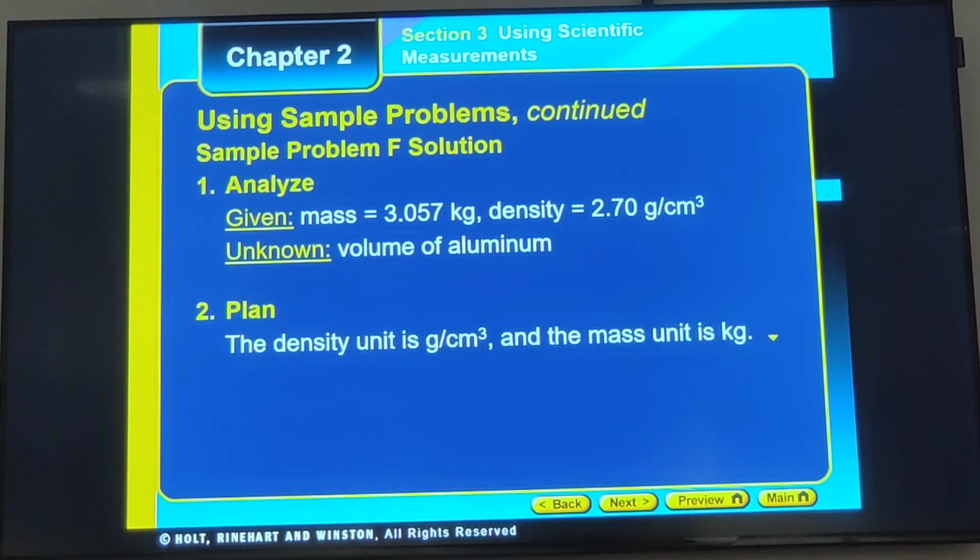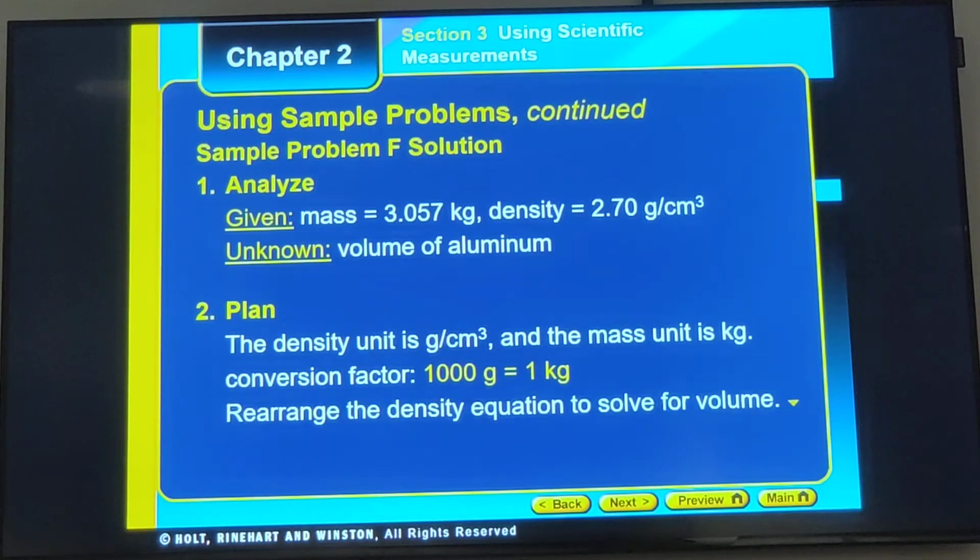Now, density is grams per cubic centimeter, the mass is in kilograms, so I'm going to have to change the kilograms into grams. That's one of the things I'm going to have to do. So I'm going to rearrange the density equation. We have it up here on our board with our magic triangle. M over V, and then the capital D is also on the bottom.